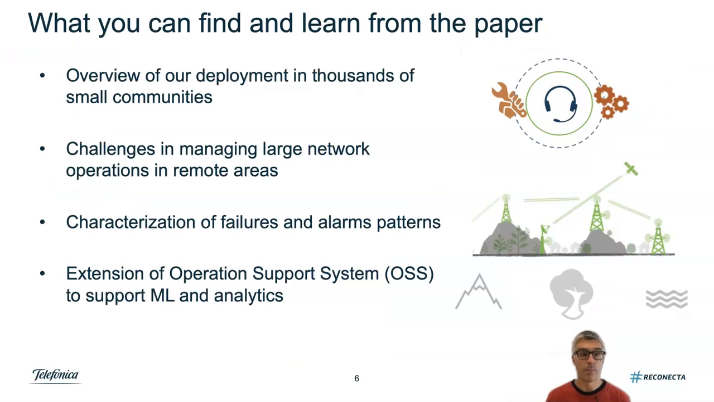So what you will find in the paper: you can find a description of our deployments in thousands of small communities. You will find what the challenges are in managing such large network operation in these specific remote areas. You will find a 5-month characterization of the failures and alarm patterns in the system, and you will find details about how we built an advanced operation support system, including machine learning and analytics support.